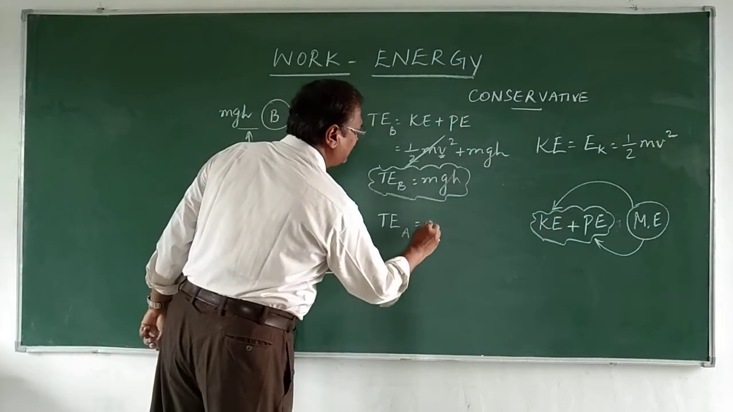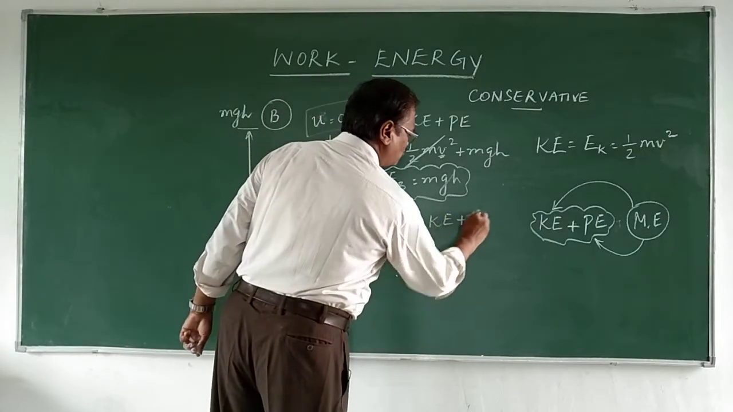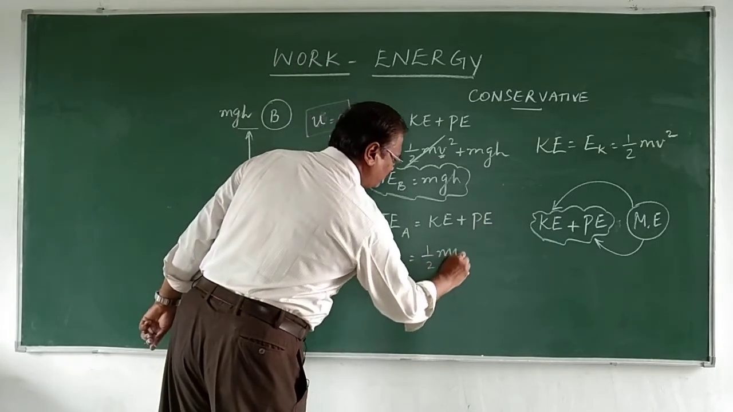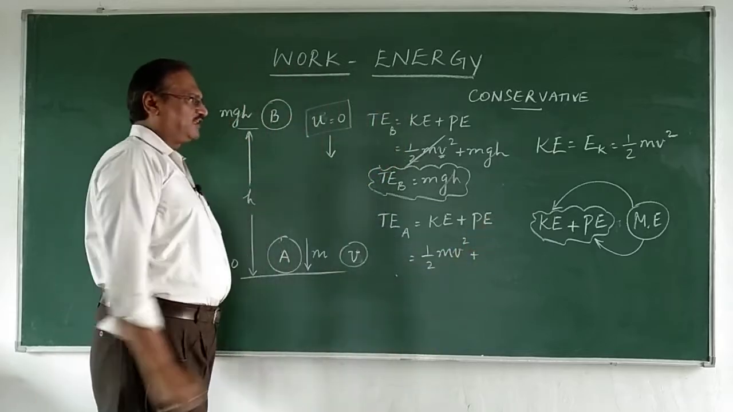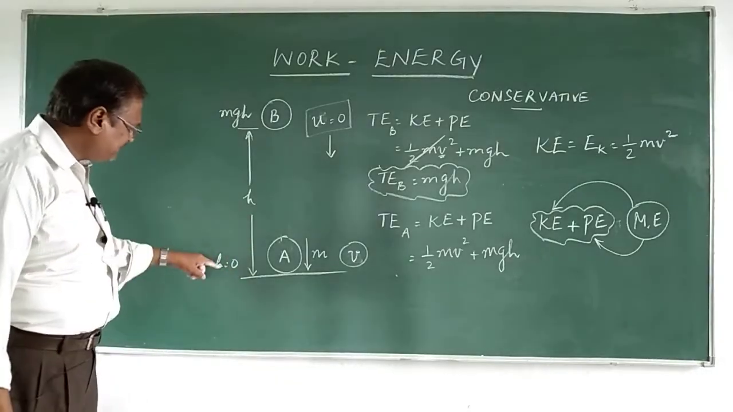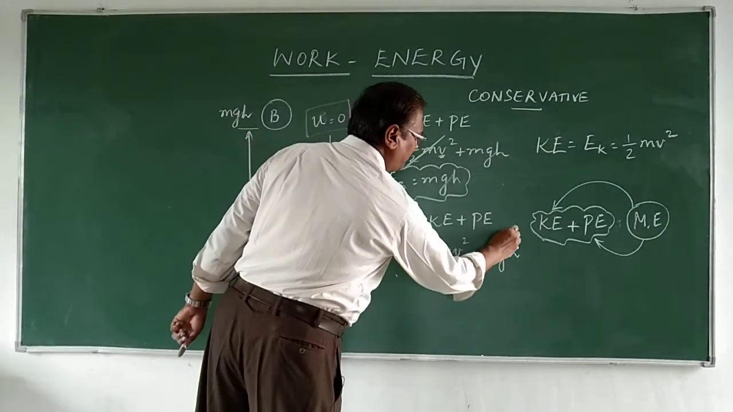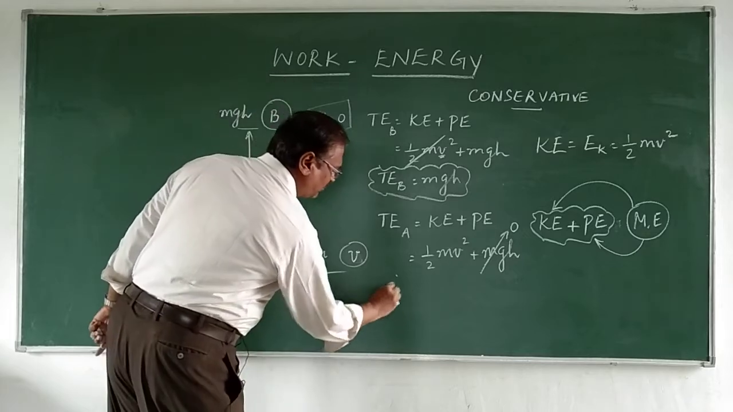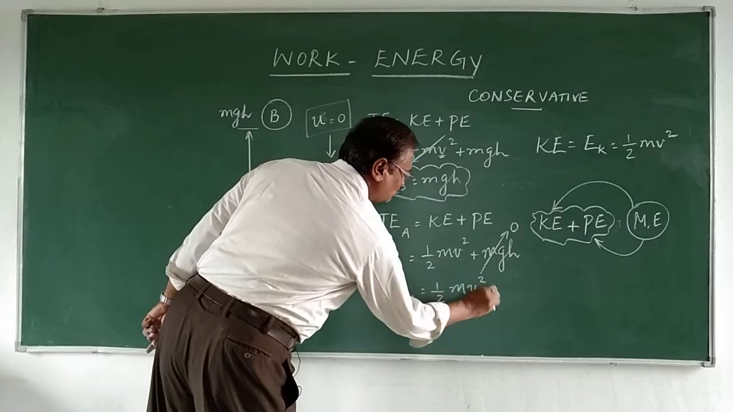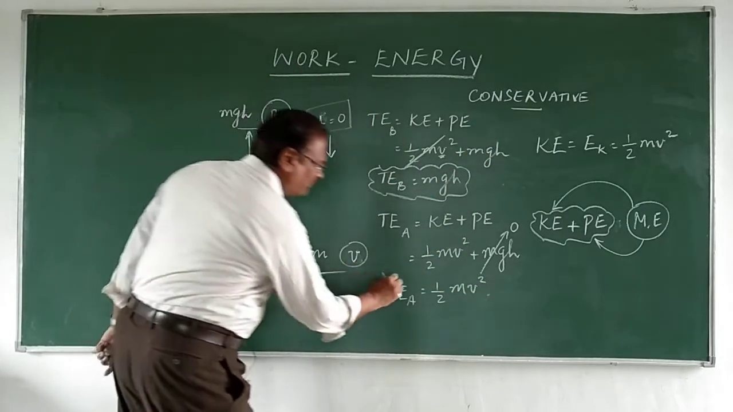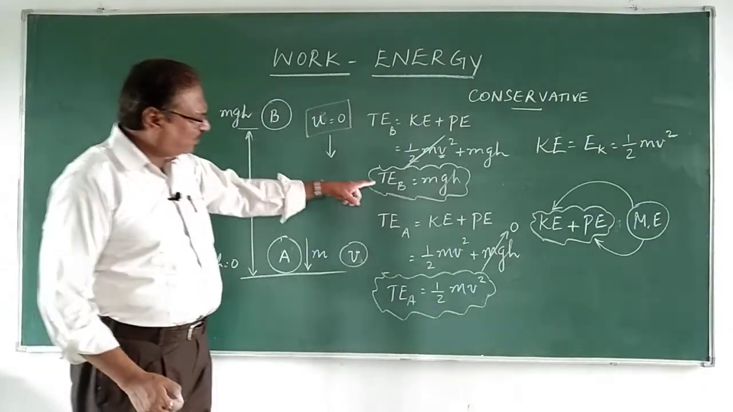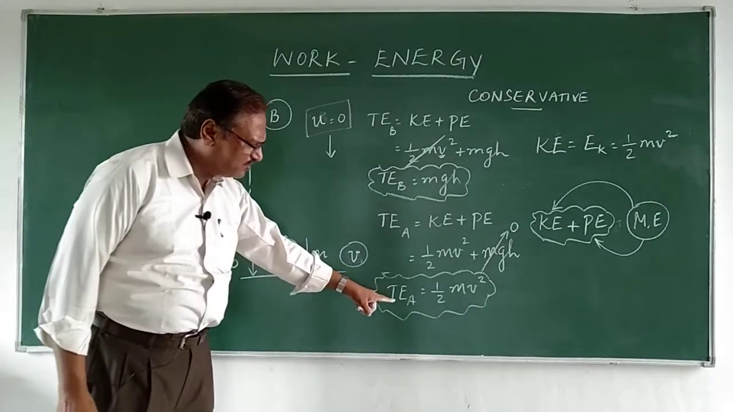Total energy at A is equal to kinetic energy plus potential energy. So what is the kinetic energy? Half mv square plus, what is the potential energy? mgh. But height is 0, so therefore here the potential energy becomes 0. So total energy at A is equal to half mv square. Now watch carefully here. This is half mv square. Is total energy at B equal to total energy at A?